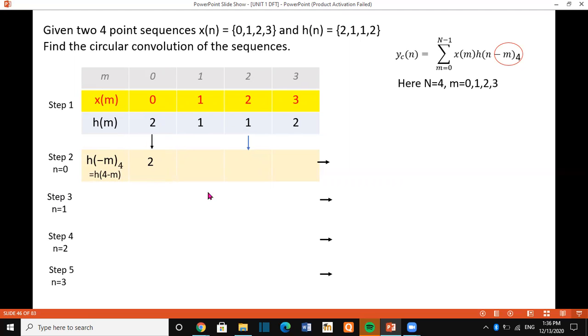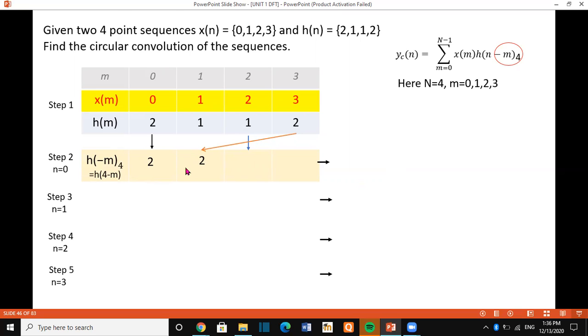In the next step, we have to find out for m equal to 1. For m equal to 1, this will become h of minus 1 modulo 4. So what is h of minus 1 modulo 4? It is nothing but h of 4 minus m, where m is equal to 1 over here. So what is 4 minus 1? 4 minus 1 is equal to 3. So h of minus 1 is equal to h of 3. And h of 3 is equal to 2. So this 2 will be brought over here.